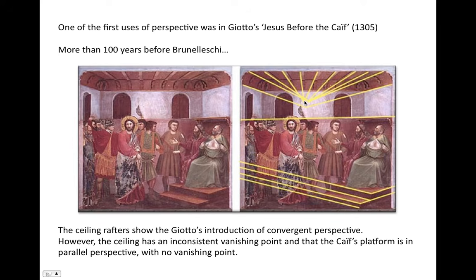However, where he goes wrong is he does not have a consistent vanishing point for all parallel lines. So we have some lines going to a vanishing point, some lines going to a different vanishing point, other lines just kind of going off to nowhere. So we start to get this illusion of a real space. The ceiling here is looking pretty good, but then other parts of the composition, like the stairs, still aren't quite making sense.